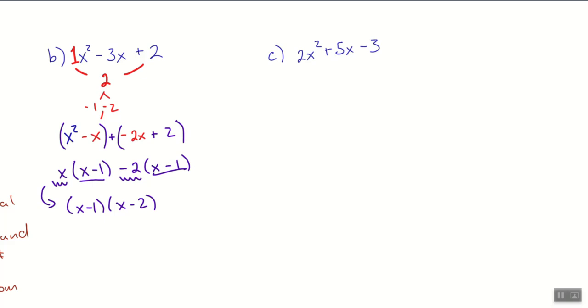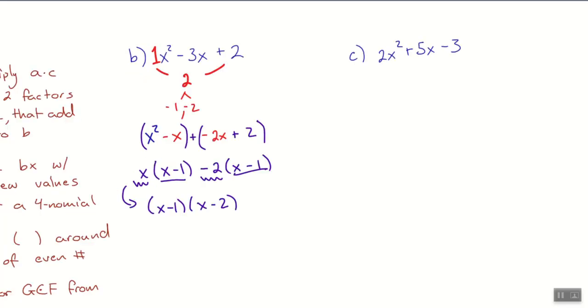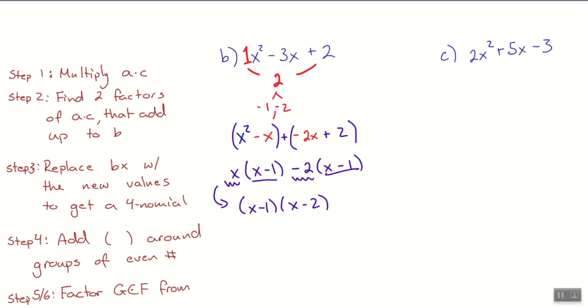All right. Now, the cool thing is it doesn't change. Exact same thing. Hawaii, if I want to start grouping this, what would you have me do first? The 5x, right? So almost. We've got to multiply something first. Yeah, multiply a by c. Okay, 2 times -3 is -6.